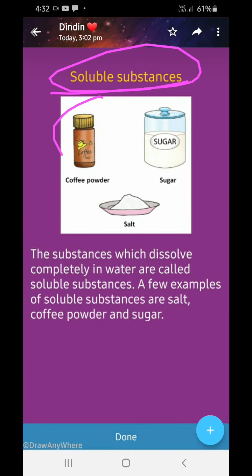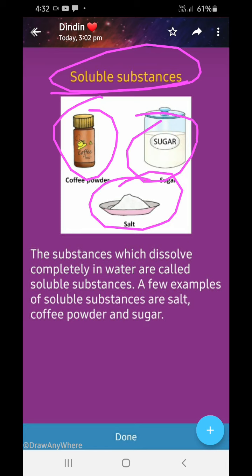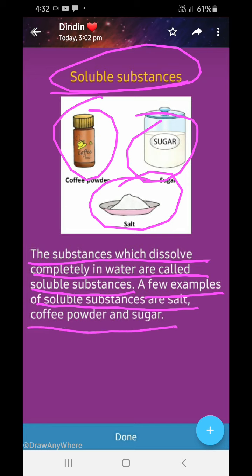Soluble substances: the substances which dissolve completely with water are called soluble substances. A few examples of soluble substances are salt, coffee powder, and sugar.